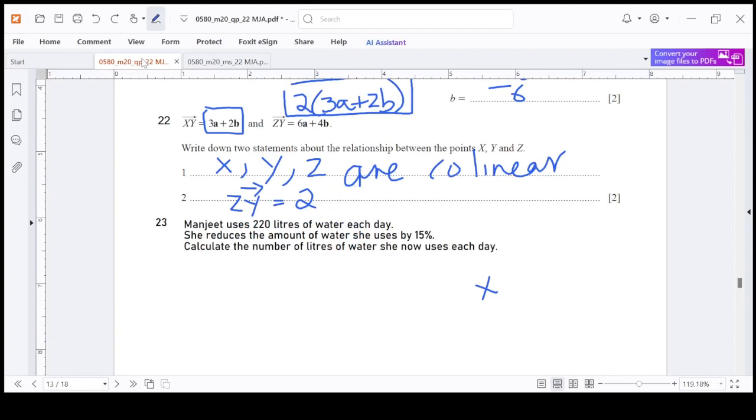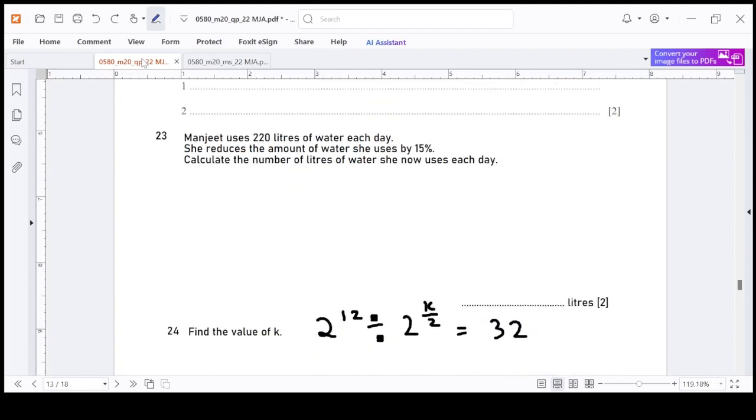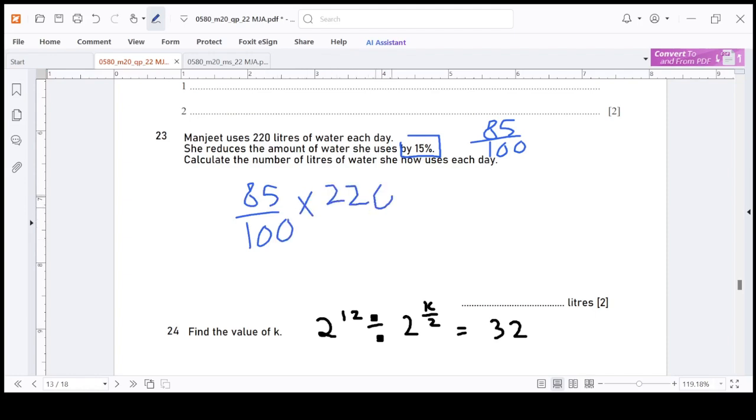Okay. Next: Manjeet uses 220 liters of water each day. She reduces the amount of water she uses by 15%. Calculate the number of liters of water she now uses. So if she's reducing it by 15%, that means she's now only using 85% of the initial amount. So we're going to take 85% of 220. Without the calculator, you're going to simplify this and write the final answer in the marking space.